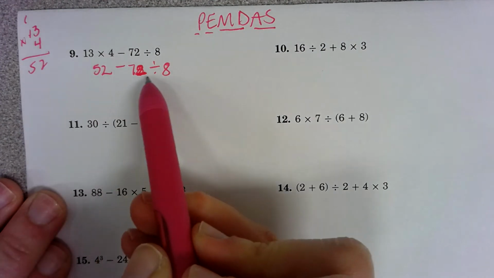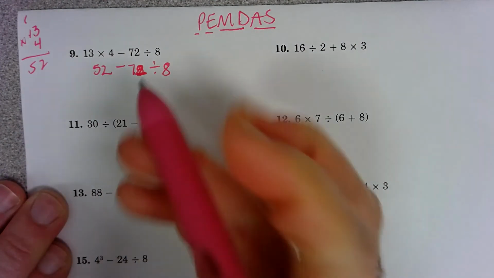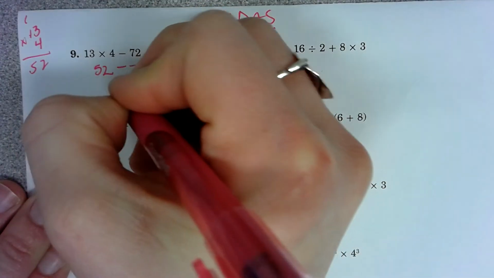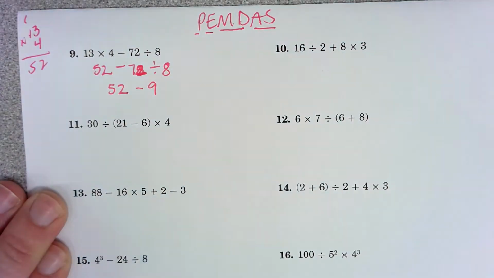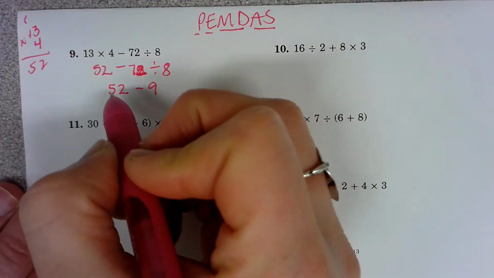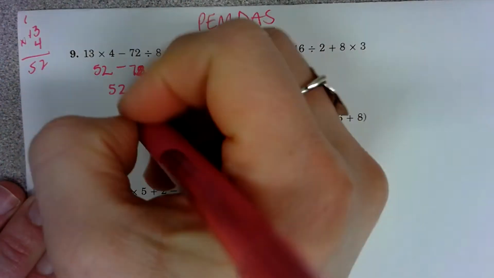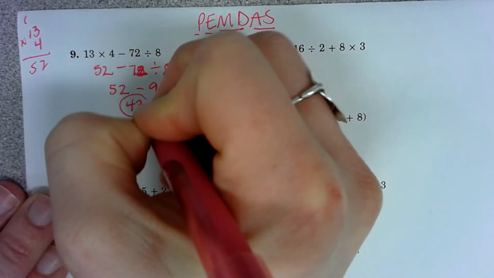Okay, so divide comes next. 72 divided by 8 I know is 9. So I'm going to write 52 minus 9. And then when I subtract, I get my final answer of 43.